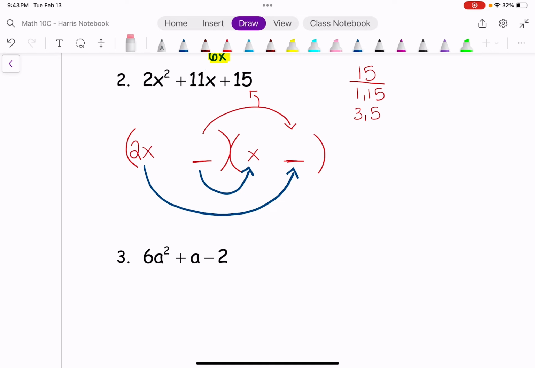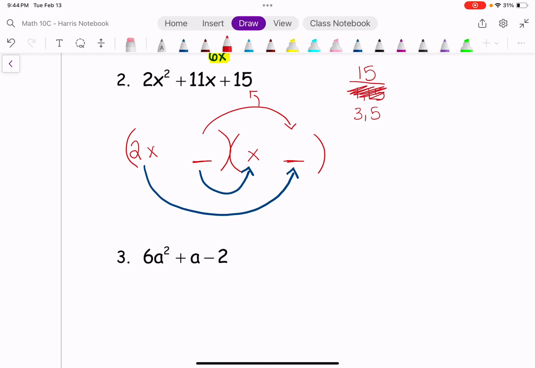So let's think. If I go 2 times, let's say 15, well, that gives me 30. I think that's really big and I can't get to 11 that way. So I'm not going to do 2 times 30. If I go 2 times 1, that gives me 2, and then plus the 15, well, I know that's not going to work. So I don't think it's going to be 1 and 15. That doesn't work for my numbers here.